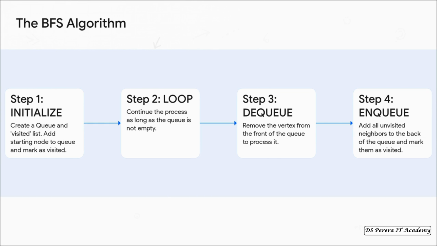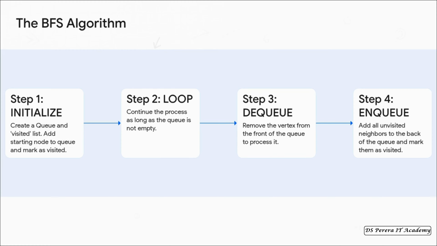And fourth, the most important step, enqueue neighbors. We look at all the neighbors of the node we just pulled from the queue. For each neighbor that we haven't visited yet, we do 2 things. We mark it as visited, and we add it to the back of the queue. And that's it. The loop just repeats this process, pull from the front, add to the back, until every reachable node has been explored.